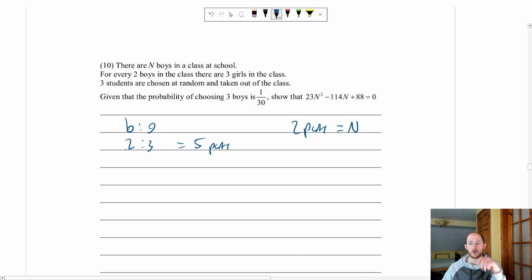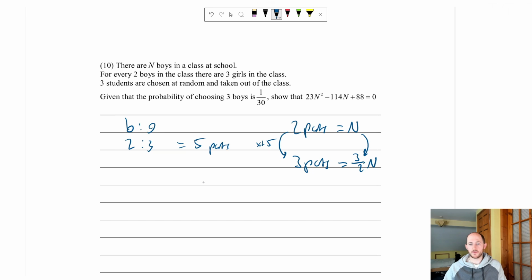So it means the girls are worth 3 parts. So how much n would they be? Well, to go from here to here, you times by 1.5. So that would actually be 3 over 2n, right? Where 3 over 2 is 1.5. I hope that makes sense. So that's the number of girls.